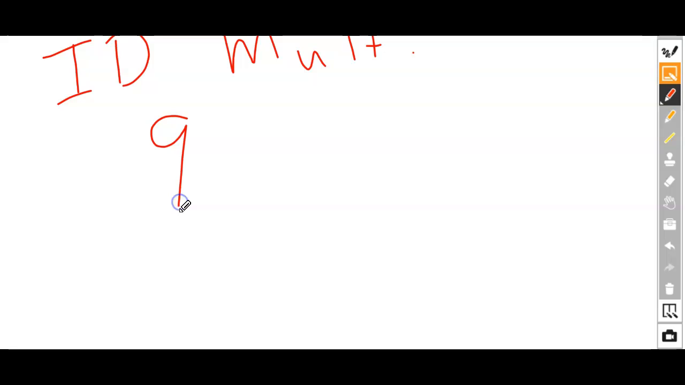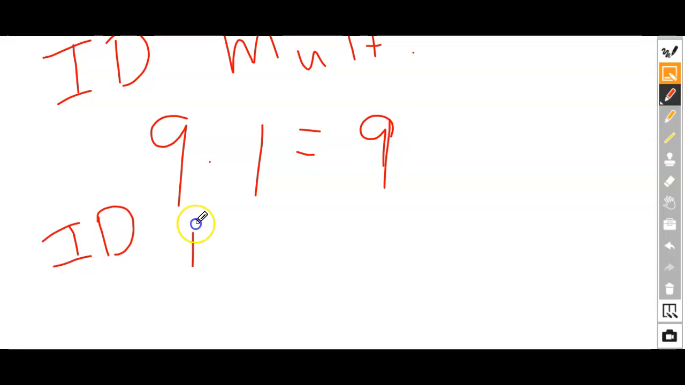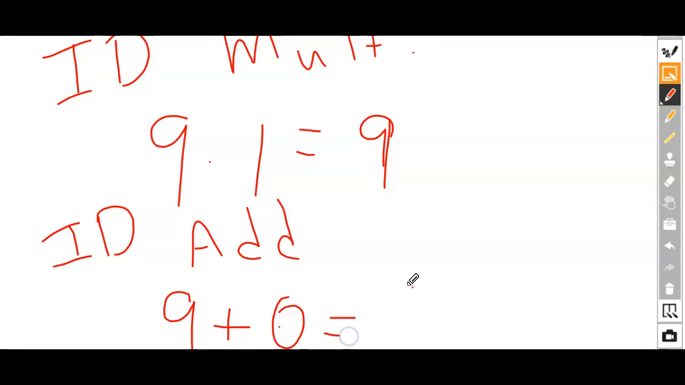You have the identity property of multiplication. That is, anything times 1 is going to get you that number back. The identity property of addition is anything added to 0 gets you that number back. Okay, got some of the vocabulary on the homework tonight with that.